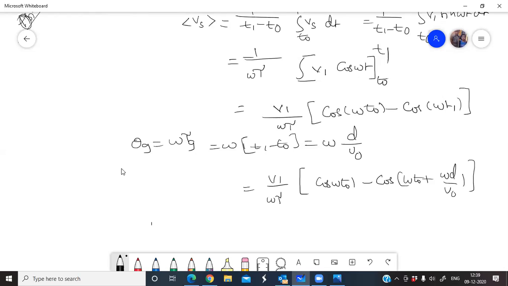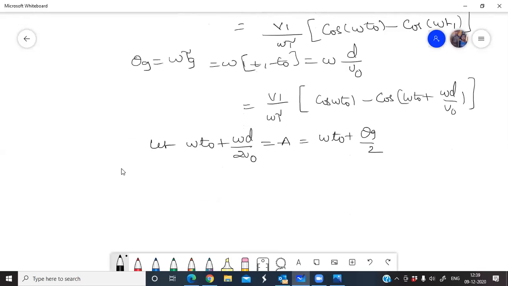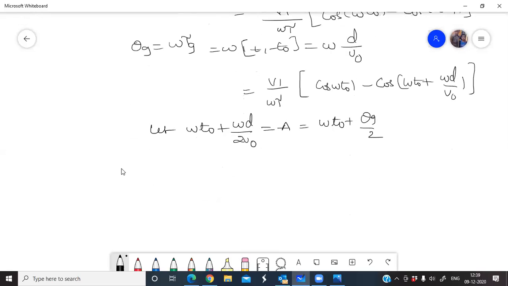Now I want to assume that omega t naught plus omega d by 2 v naught is equal to a. That means you can write omega t naught plus theta g by 2, because theta g equals omega d by v naught, and omega d by 2 v naught means theta g by 2. So finally, a is equal to omega t naught plus theta g by 2. This is just for simplification, because every time it is not possible to write all these lengthy equations. For that reason I am writing like this.